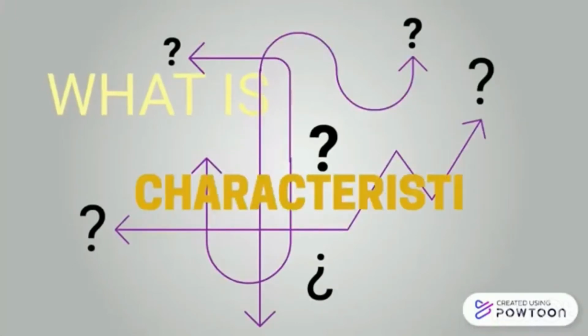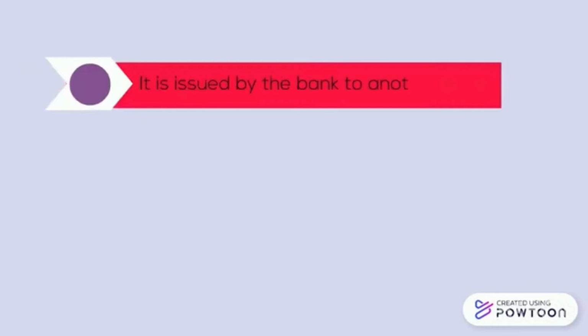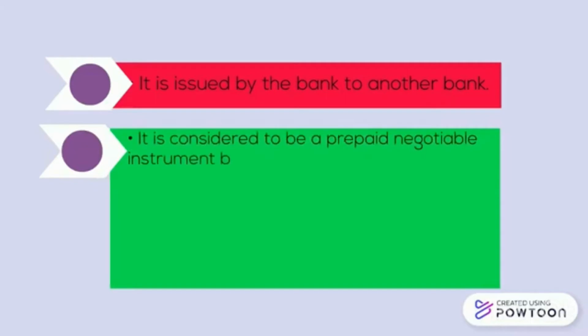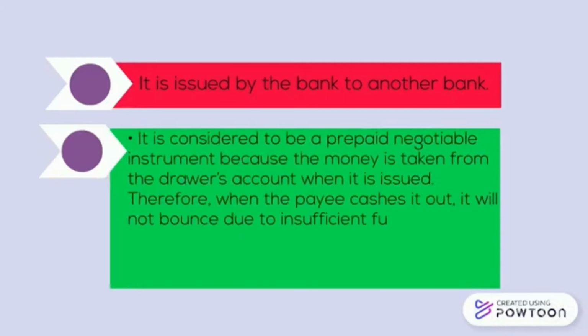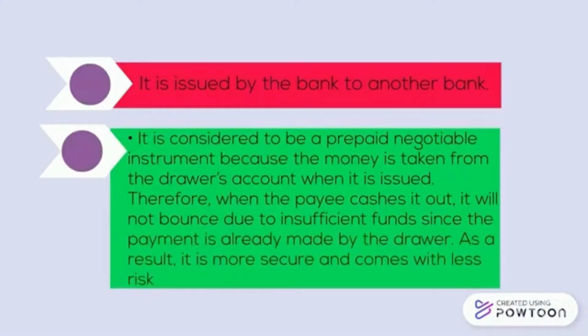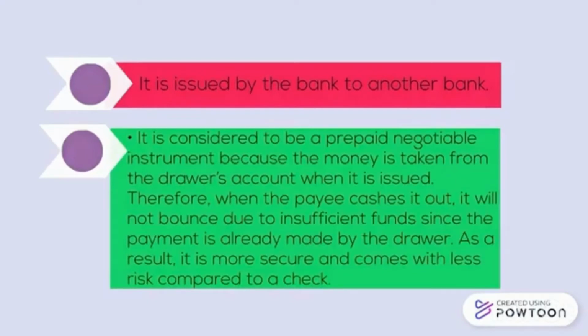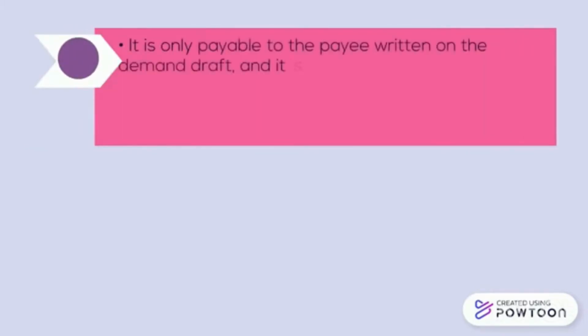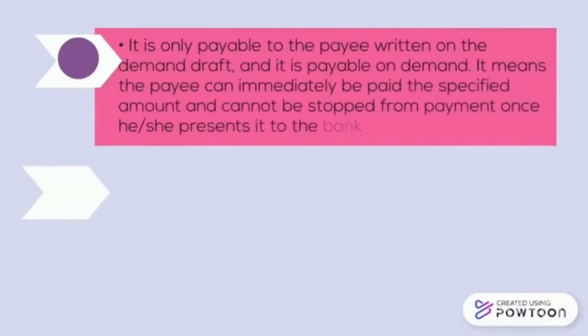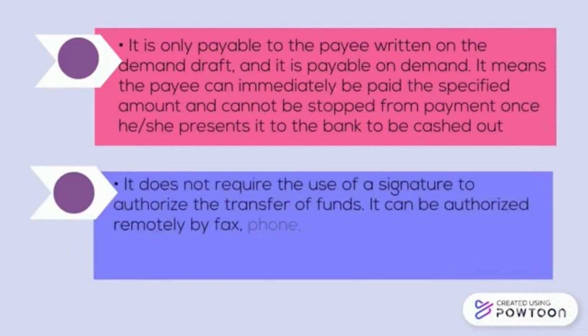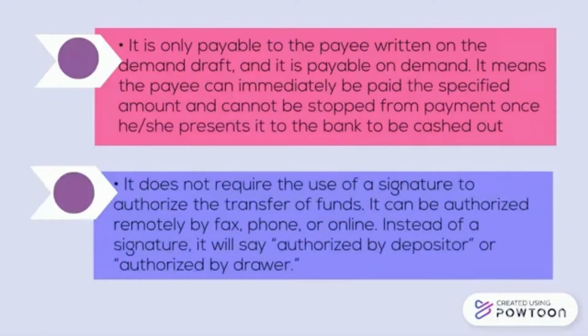What are the characteristics of a demand draft? It is issued by the bank to another bank. It is considered a prepaid negotiable instrument because the money is taken from the drawer's account when it is issued. Therefore, when the payee cashes it out, it will not bounce for insufficient funds since the payment is already made by the drawer. As a result, it is more secure and comes with less risk compared to a check. It is only payable to the payee written on the demand draft. It is payable on demand, which means the payee can immediately be paid the specific amount and the payment cannot be stopped once he presents it to the bank to be cashed out. It does not require a signature to authorize the transfer of funds. It can be authorized remotely by fax, phone, or online.